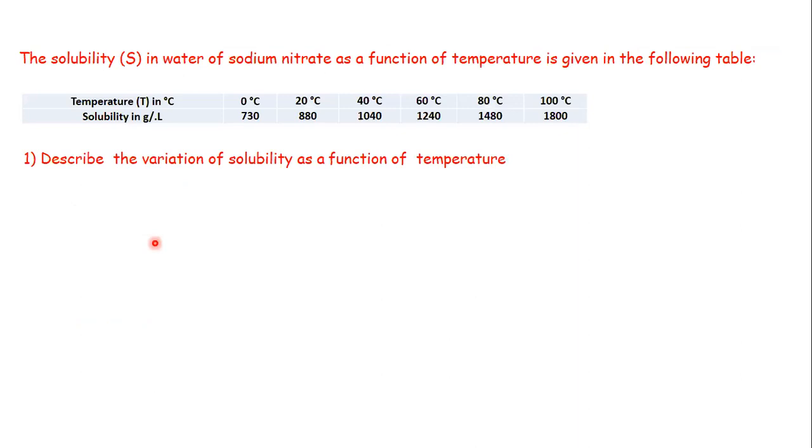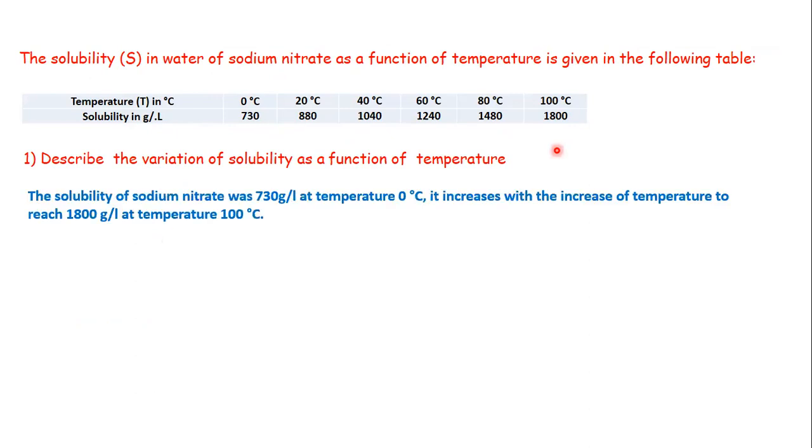Another question. The solubility S in water of sodium nitrate as a function of temperature is given in the following table. Look at this table. Temperature varies from 0 till 100 degrees and the solubility from 730 to 1800. Describe the variation of solubility as a function of temperature.